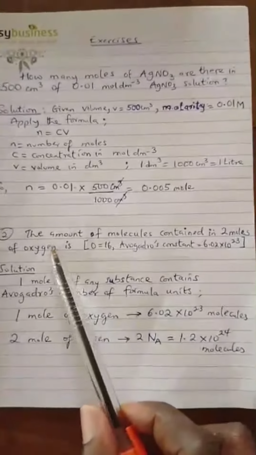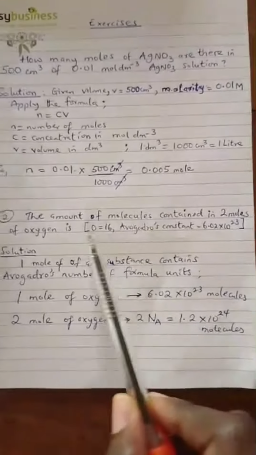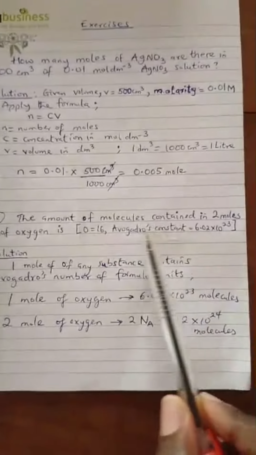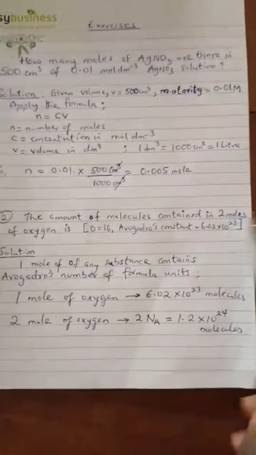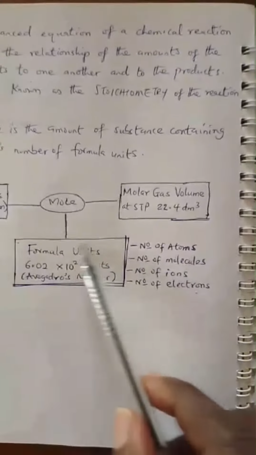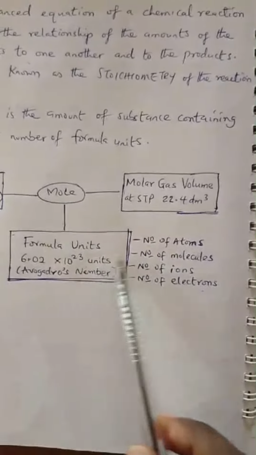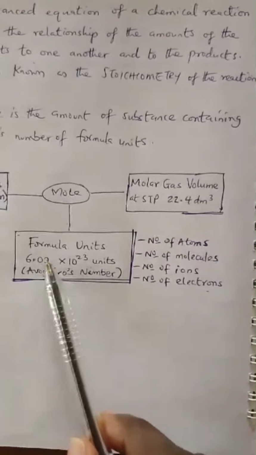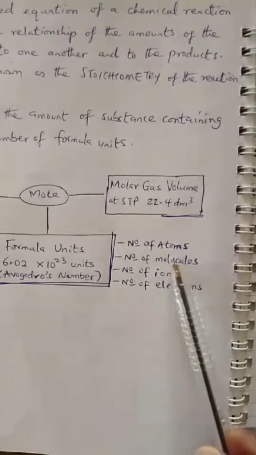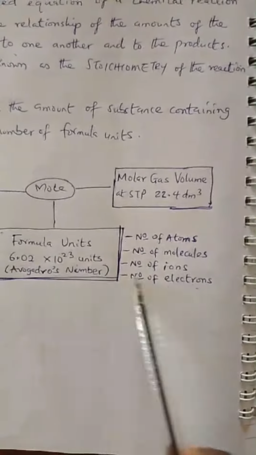Still on this example, the amount of molecules contained in 2 moles of oxygen is dash. We're given these values to help us solve our question. This again is the relative atomic mass of oxygen, and this is the Avogadro's constant. This Avogadro's constant applies to formula units. Formula units is a general name for atoms, molecules, ions, electrons, what have you. So 1 mole of atoms contains 6.02 times 10 to the power 23 atoms. 1 mole of molecules is a very large amount of molecules, a very large amount of ions, a very large amount of electrons.